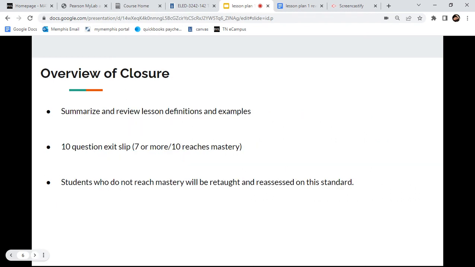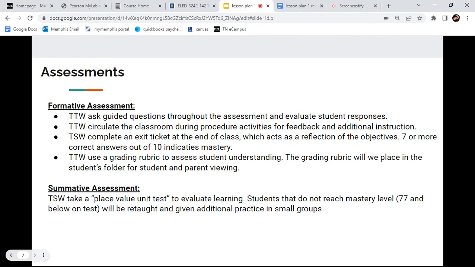Then we have an overview of the closure, and we will summarize and review lesson definitions and examples. After we do that, we will do a 10-question exit slip, and you have to achieve mastery on that, which is 7 out of 10 or more correct answers. Students who do not reach mastery will be retaught and reassessed on the standard in either one-on-one or small group settings.